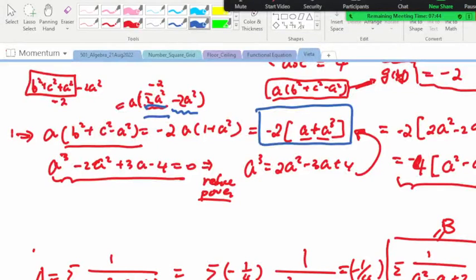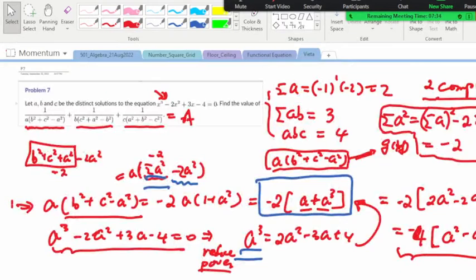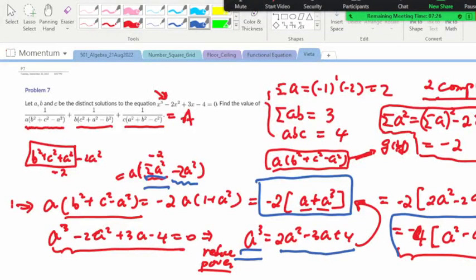Okay, so the first step is we're doing this, right? We replace with a single variable, and the second one is because the a is the roots of this cubic function, right? Cubic equation. So I want to reduce the order up to here.